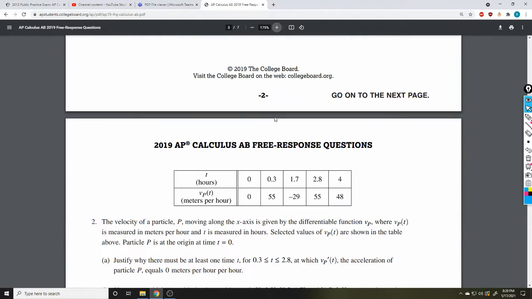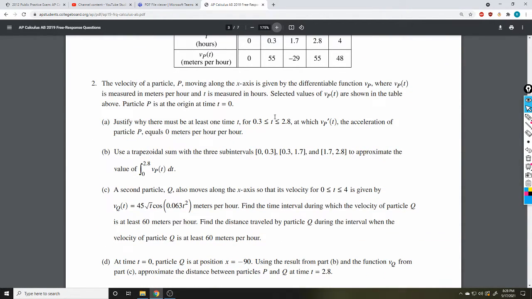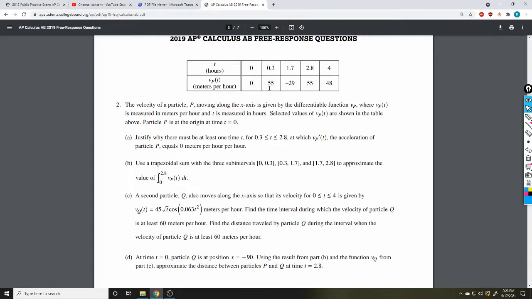Question number 2. Again, I'm going to give an outline and then I'm going to give the details. For part A, if it asks about a time t where the derivative equals a certain amount, then that should be a clue that this is a mean value theorem question.